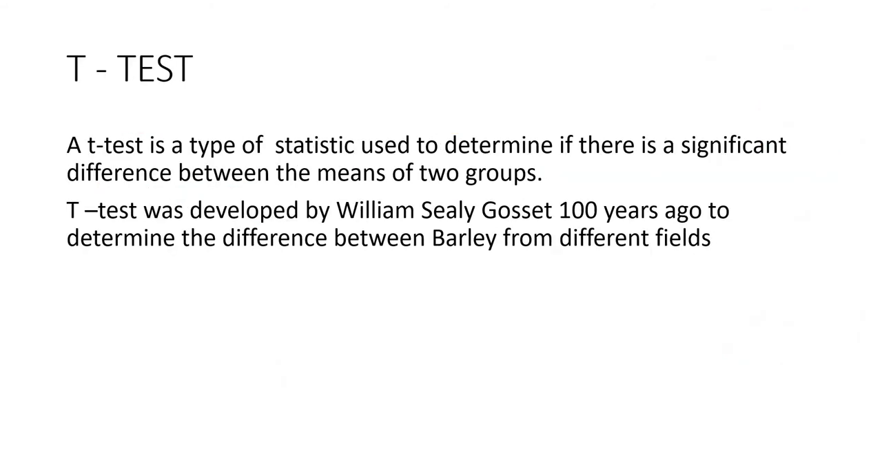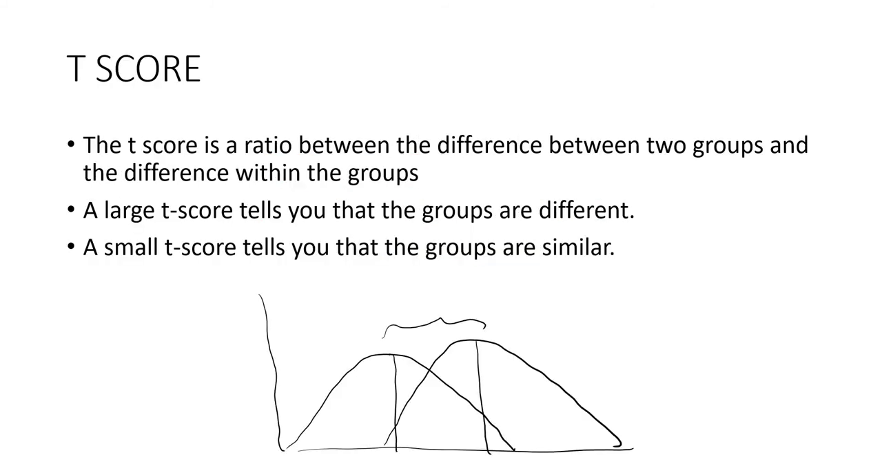Now I am getting into the t-test. The t-test is a type of statistic used to determine if there is a significant difference between the means of two groups. That is the importance of the t-test. The t-test was developed by William Sealy Gosset 100 years ago to determine the difference between barley from different fields. We also call it Student's t-test.